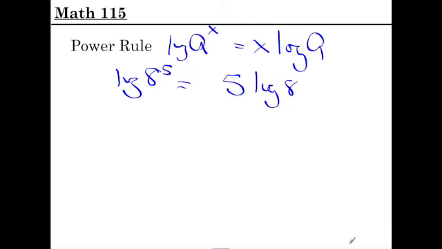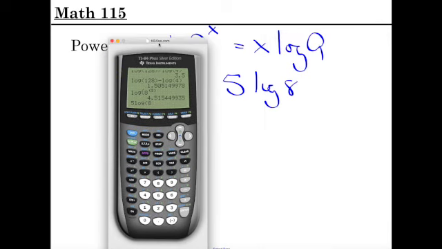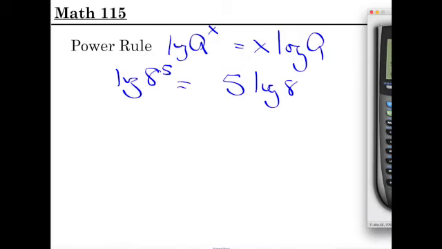8 to the 5th power, God knows what that is. Let's see. Well, 2 to the 15th power. Actually, I do know what it is, but I'm not God. 8 to the 5th power will give me this number, 4.515. But 5 times the log of 8, let me get that out of the way so you can see it. Okay, close parentheses. And we will get the exact same value. So that's the power rule.